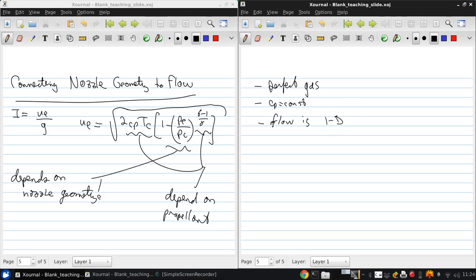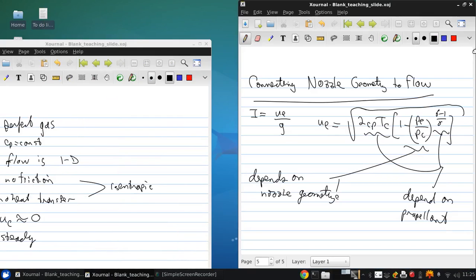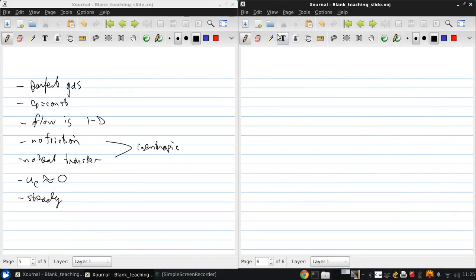In practice, what that means is that the nozzle isn't too short. So there's no friction losses, no heat transfer, and together these two mean that the flow is isentropic. We'll further assume that the velocity of the flow in the combustion chamber is negligible, and finally, the flow is steady. Then what we really have is a very general situation of a quasi one-dimensional flow of a perfect gas in a variable area duct.